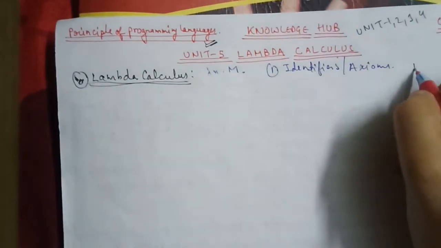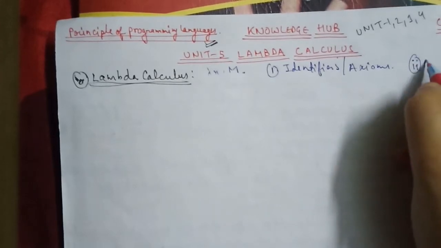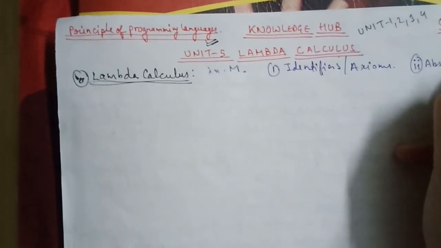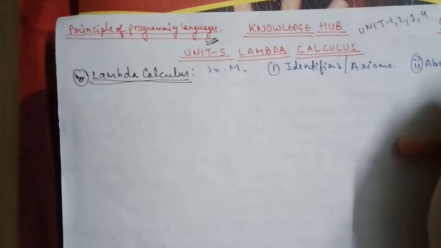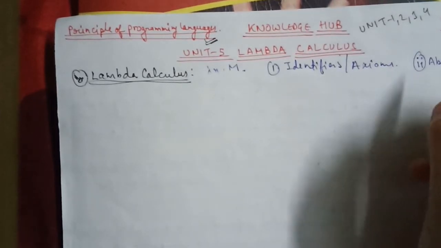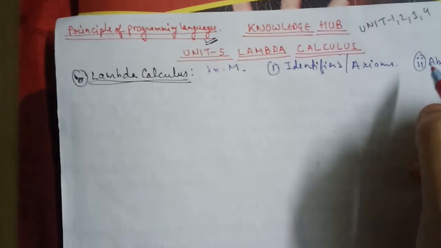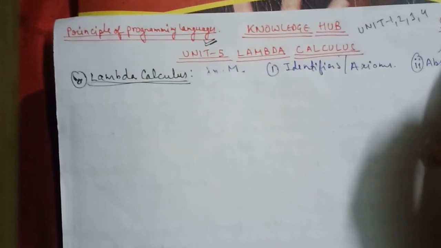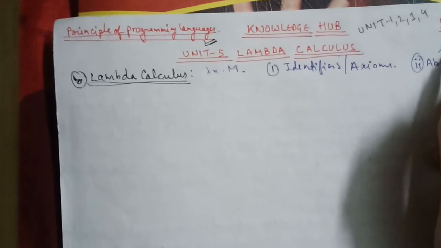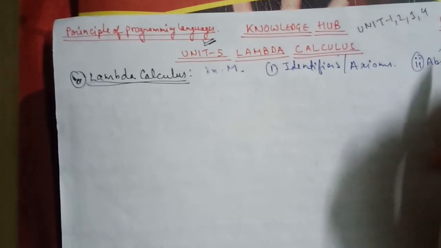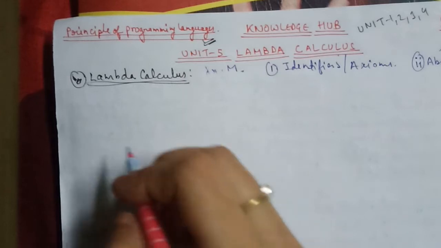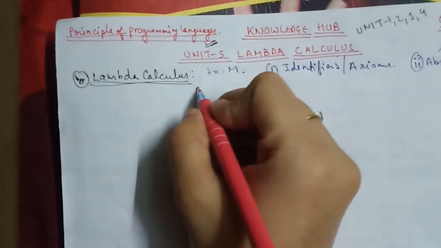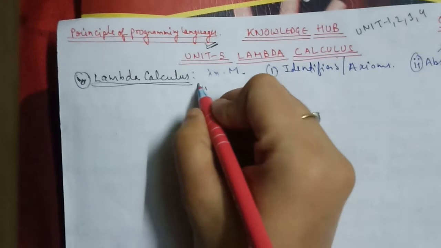The second we have is your abstraction. An abstraction is a lambda function represented by lambda x e, where x is an identifier or the parameter and e is a lambda expression, and the function is evaluated by substituting x into e here.